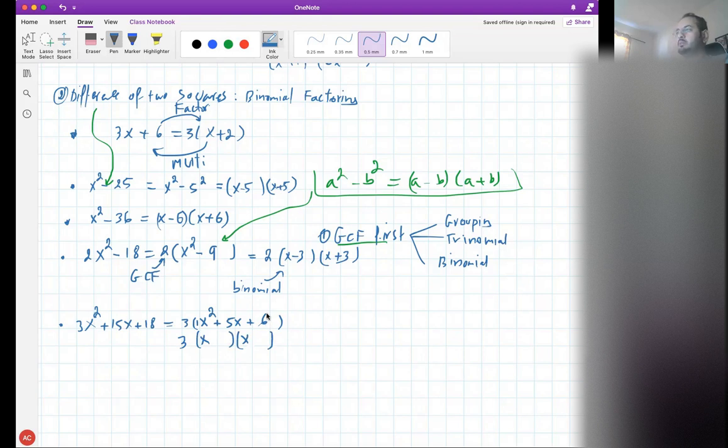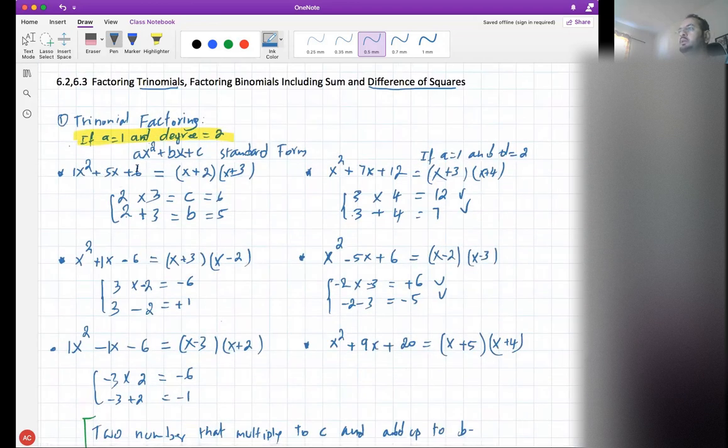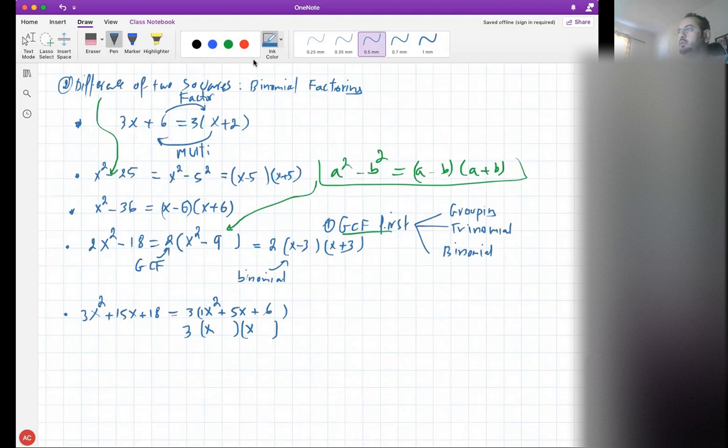So we need 2 numbers that multiply to 6 and add up to 5 to put in the parentheses. What are the numbers again? We saw this earlier. 3 and 2. So this is basically the same example as the first one we did. So 2 numbers that multiply to 6 and add up to 5, 2 and 3. So after we did the GCF, we continue to factor.